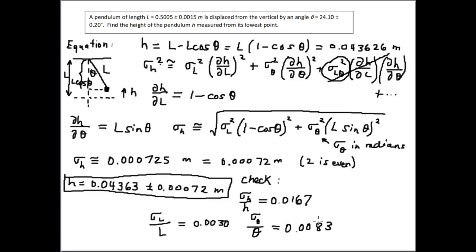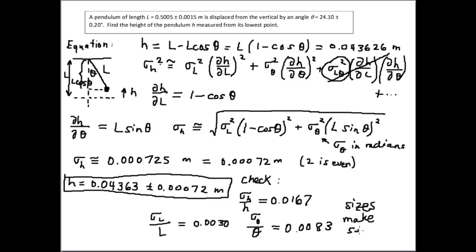And it shouldn't be too much more. It should be a little bit more because the error in L and the error in theta combine to give us the final error in H. So you can see that the error in theta, 0.008, is about half of the fractional error in H, and then the error in L, 0.003. It makes sense, right? So the relative sizes of those make sense.